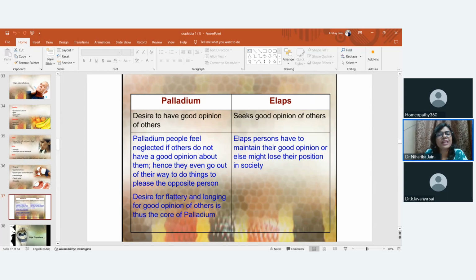Elaps persons have to maintain their good opinion or else they might lose their position in society.